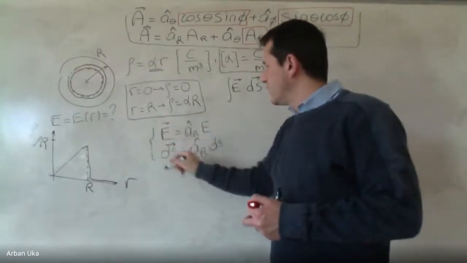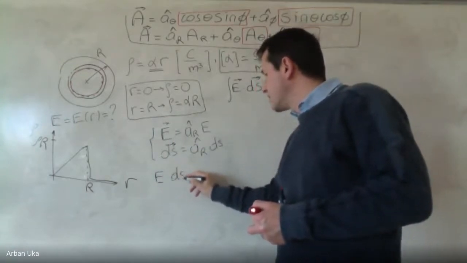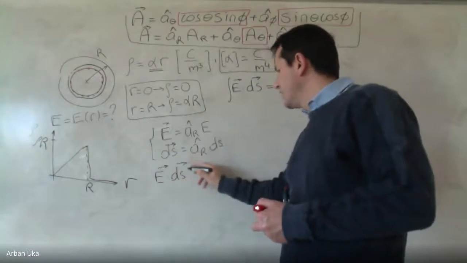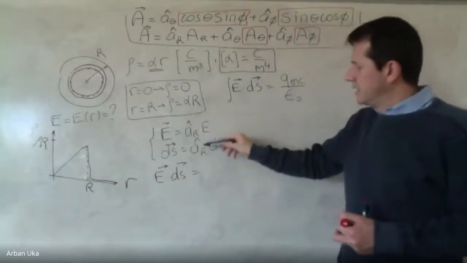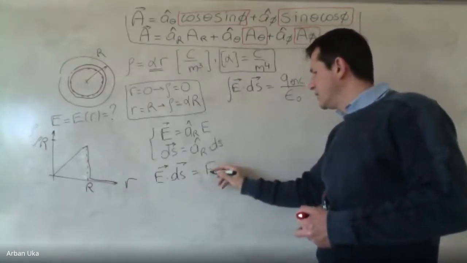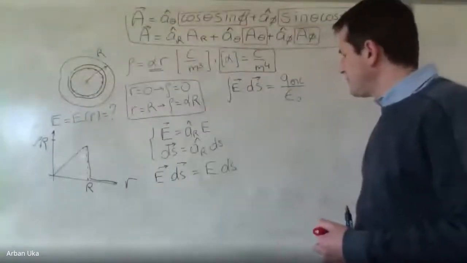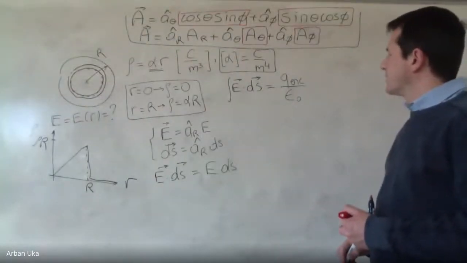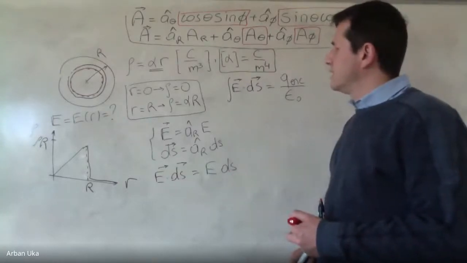If these two elements are like this, then what is E dot dS? For E dot dS, we first look that they are in the same direction, a_r and a_r here, so we get one. So this is going to be equal to E times dS. But the question is, what is dS? What is the unit surface area element?